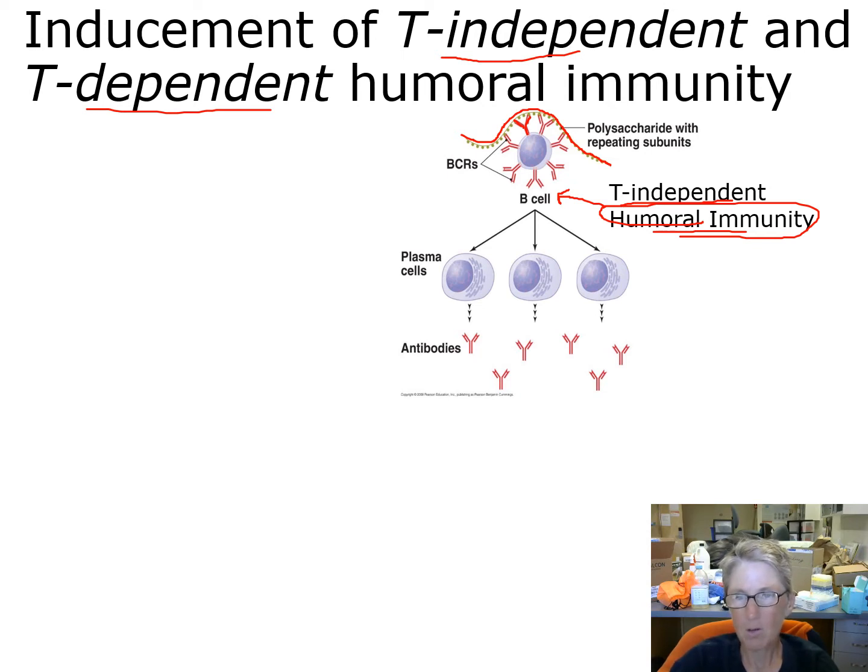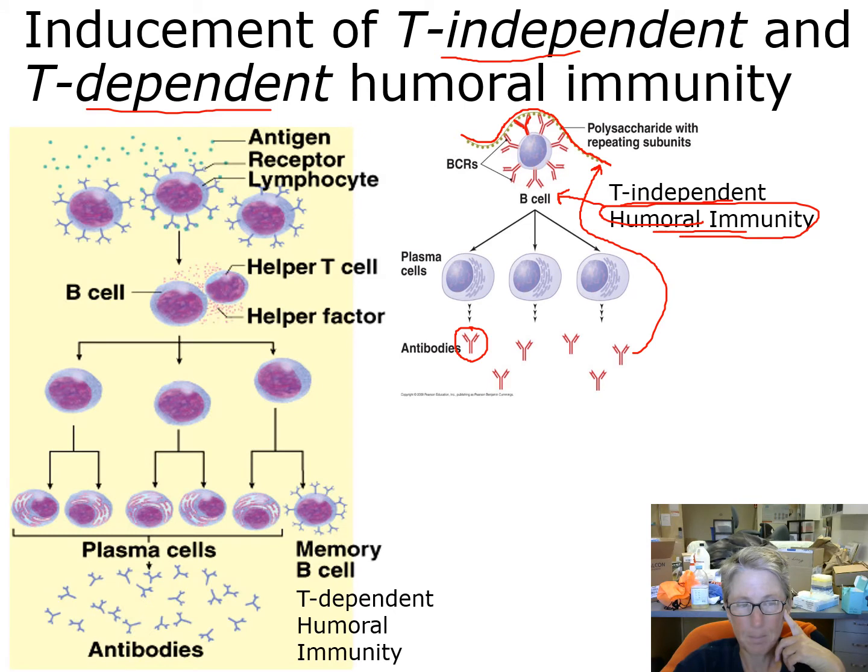So the B cell recognizes this polysaccharide. Without the help of a helper T cell or any cytokines, it differentiates into plasma cells, and then makes antibodies, which are pretty much identical to the B cell receptor. And then these antibodies will go out looking for more of these polysaccharide repeating subunits. So that's T-independent humoral immunity.